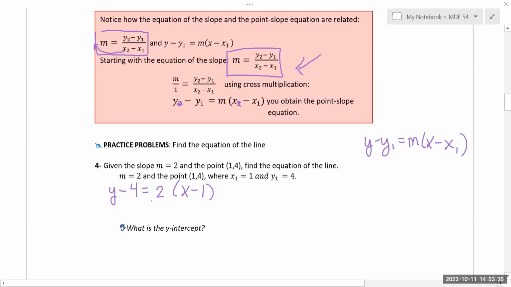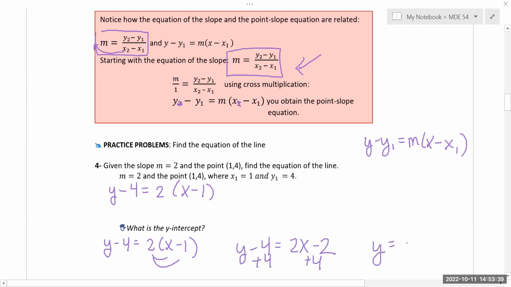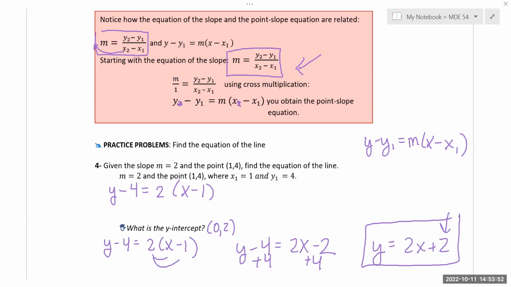Now, when it asks for the y-intercept, now we can go through and we can solve it. So this is y minus 4. Make sure to distribute. And then I add my 4. So now I also have it in the other form, and I have my y-intercept, which is (0, 2) that I got from there. So it's easy to move it around. And again, if you kind of think of it as it's the slope formula just rewritten, I think it's pretty easy to use.